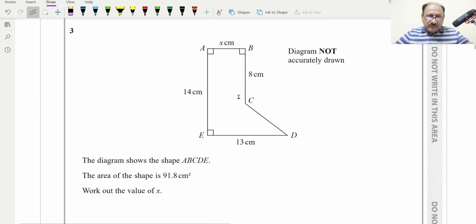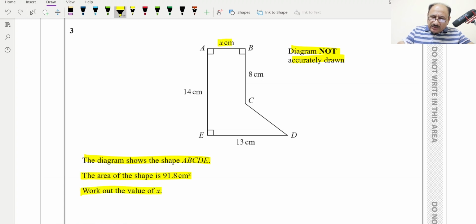Now question number 3. A diagram is provided which is not accurately drawn. The diagram shows a shape ABCDE. The area of the shape is 91.8 centimeters square, and work out the value of x, and this is x.